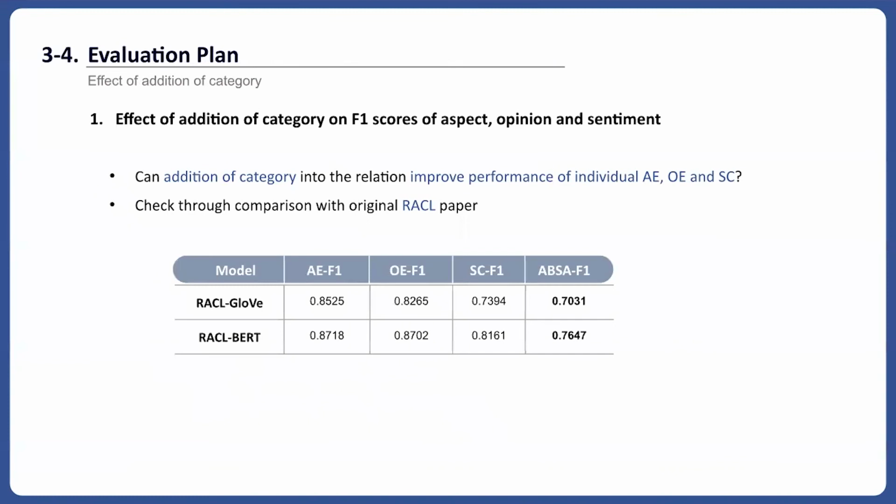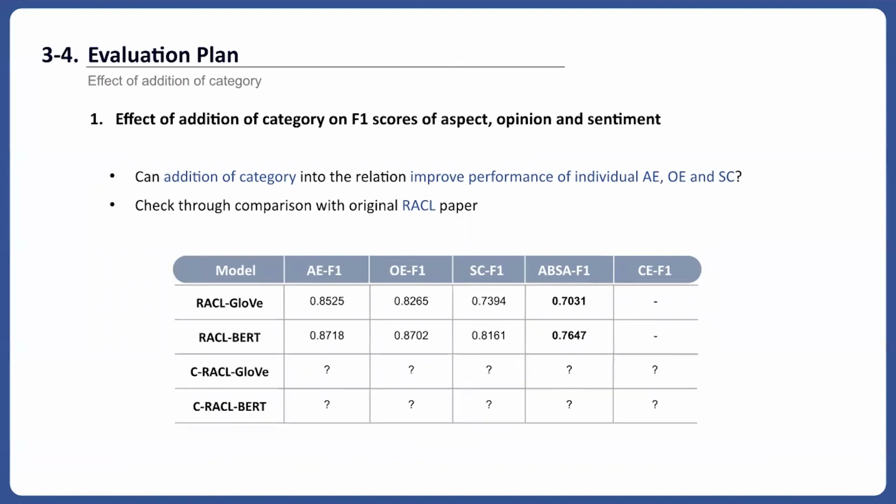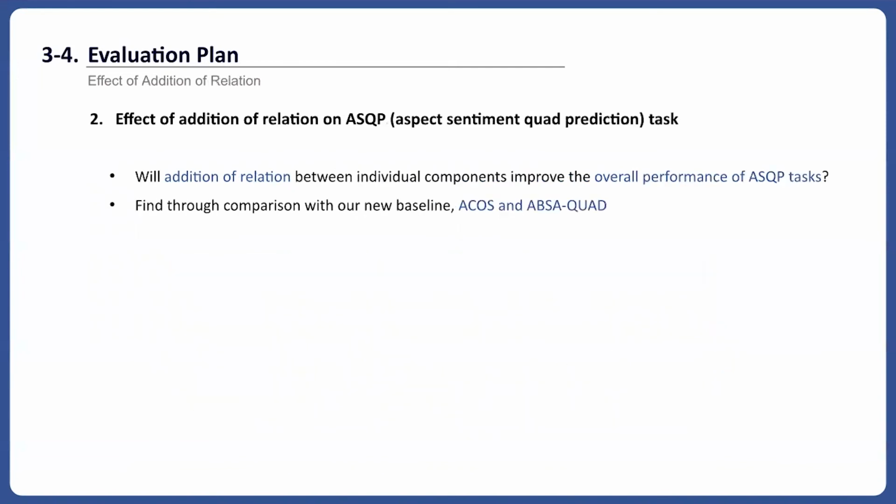So this table shows the results of the existing RACL paper. As we said, we are going to add the F1 score to measure the performance of category extraction. After that, we'll compare the performance of our CRACL GloVe and BERT models to existing models to see how adding categories can affect the performance of other subtasks.